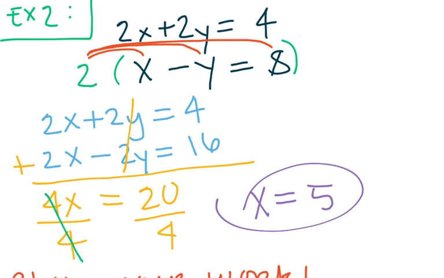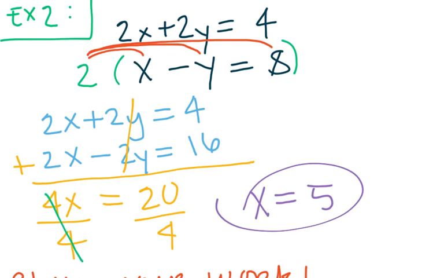Another example is 2x plus 2y equals 4 and x minus y equals 8. In order to continue solving this, you're going to have to distribute to the bottom equation. We're trying to find a number that will cancel out either the 2x or the 2y. So for the bottom equation, you're going to distribute 2 into x minus y equals 8. And you're going to be left with 2x plus 2y equals 4 with 2x minus 2y equals 16.